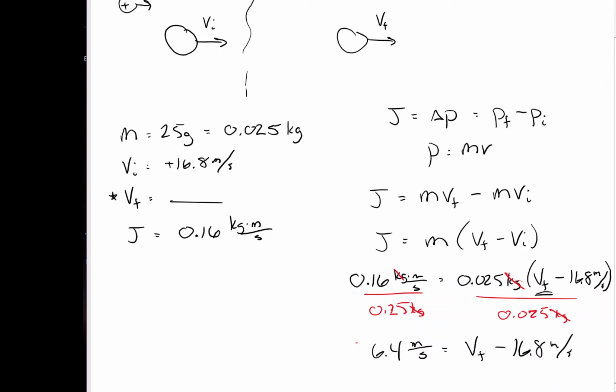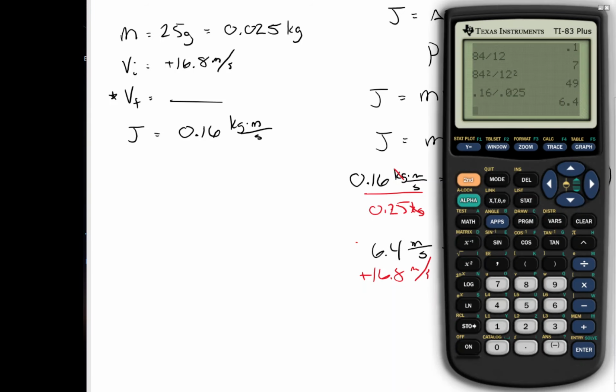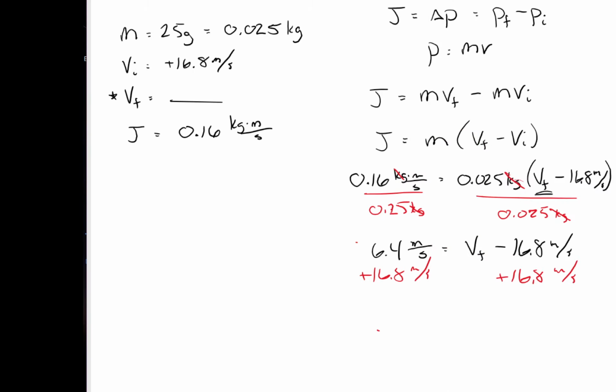And now I'm going to add 16.8 meters per second to both sides. And we get a final velocity. If I add 16.8, I get 23.2. 23.2 meters per second is what it's suggesting the final velocity would be.